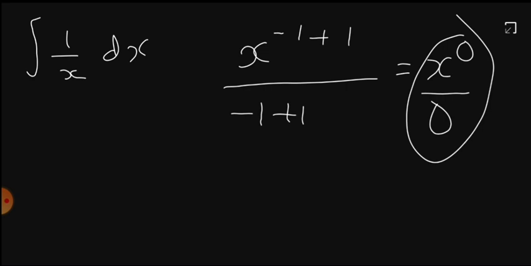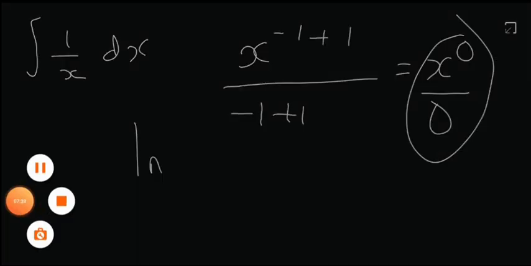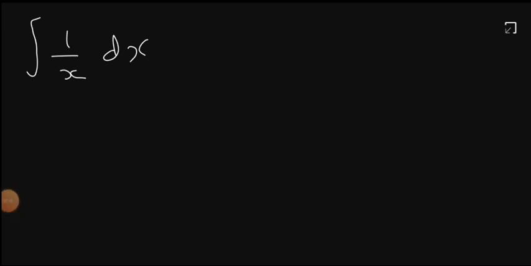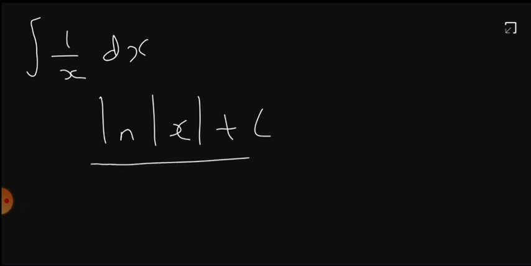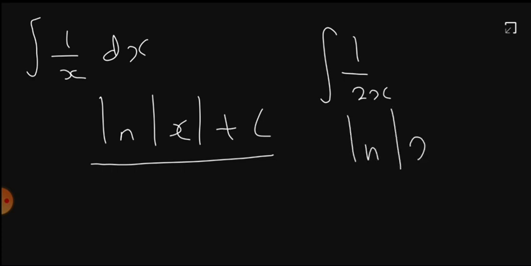So how do you integrate such a function? That's when you need to introduce what you call ln. So the integral of 1 over x is the same as ln x plus c. It's the same as when I say find the integral of 1 over 2x. It's the same as ln bar 2x bar plus c.